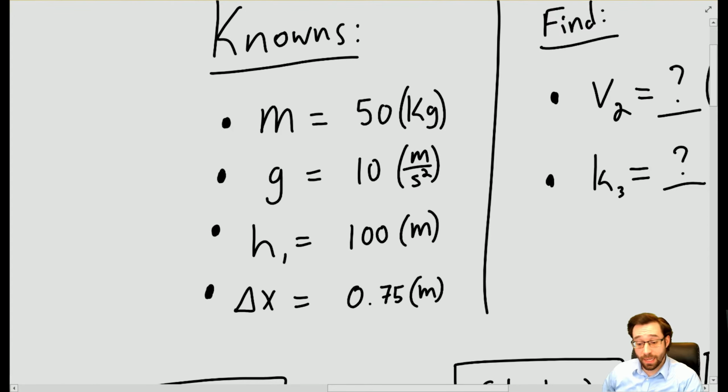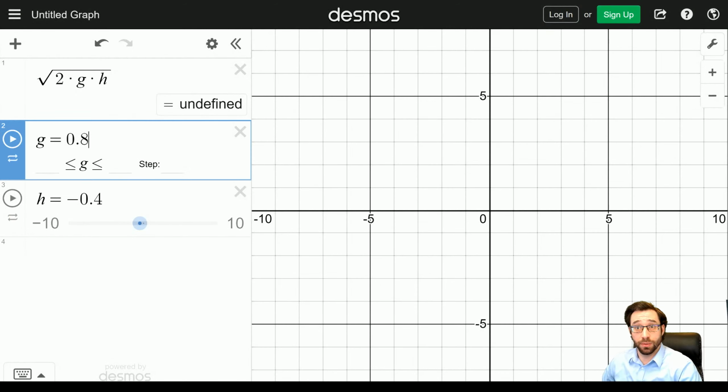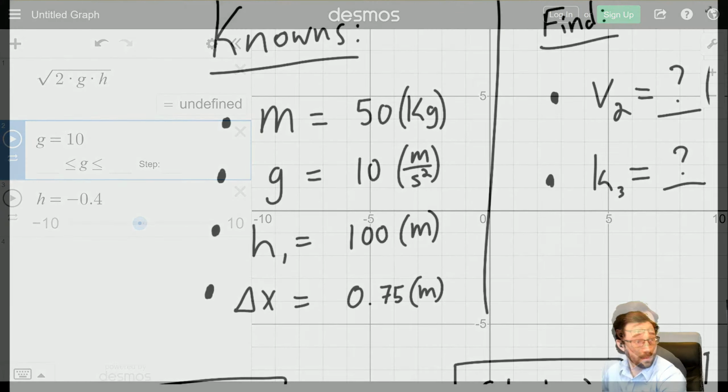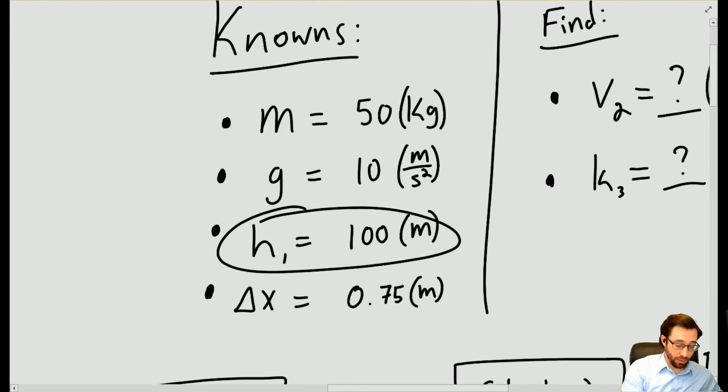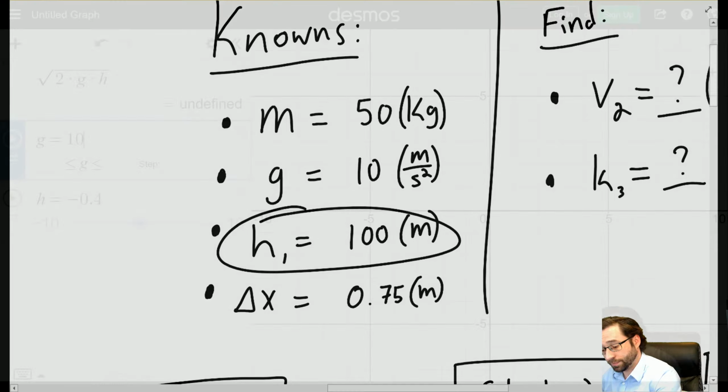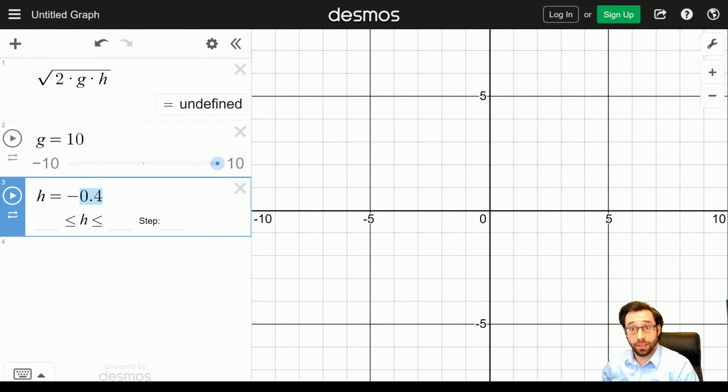Now, if I go back and look at my knowns, g is 10. So what I'm going to do is I'm going to select this. I'm going to type 10. And then h is going to be 100. So h is 100. So here I'm going to do 100. And would you look at that? It automatically gives me my answer.